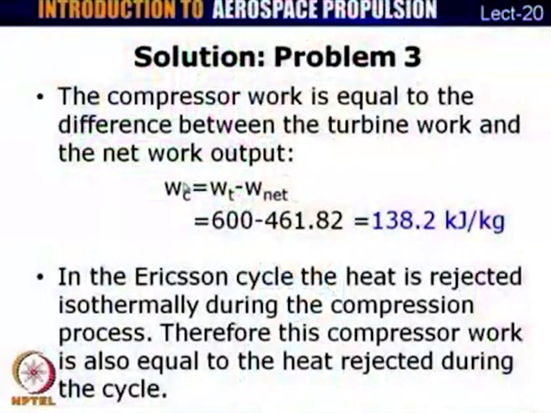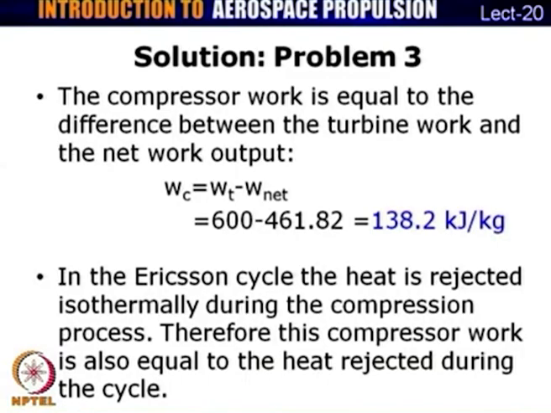We also know the turbine work, which is basically the isothermal expansion process during which heat is added. So, compressor work will be equal to the difference between the turbine work and the net work output. Therefore, Wc will be equal to Wt minus Wnet, that is 600 minus 461.82, that is 138.2 kilojoules per kilogram.